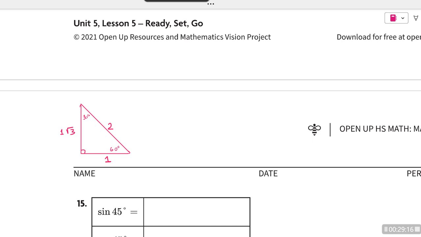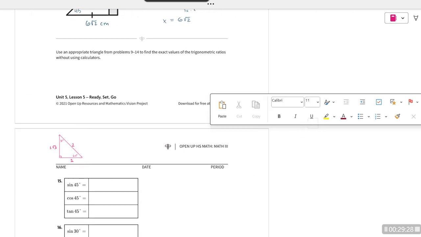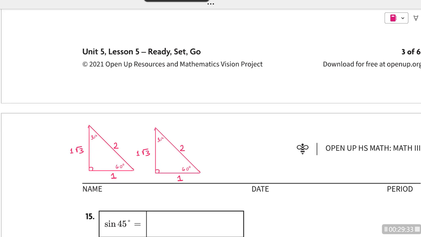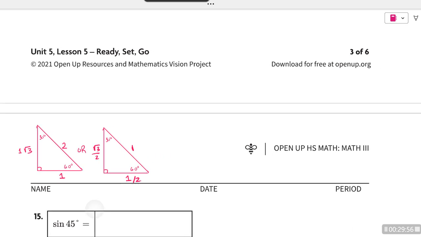Again, I could use a 1, and then I divide everything. So let's actually do that and show the other version. I'm going to copy what we did there, and these are not to scale. So instead of using a square root 3 or 2, what if I divided everything by 2 here? Divide by 2, divide by 2, divide by 2. Well, this 2 over 2 is 1, and this just stays 1/2, and square root 3 over 2. So those are just two different ways to see that same triangle.